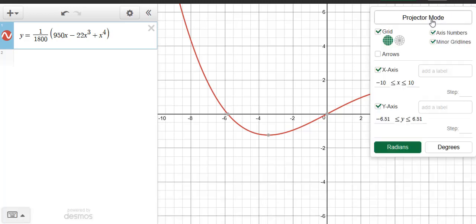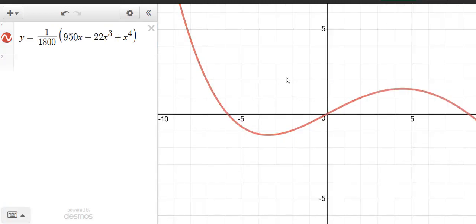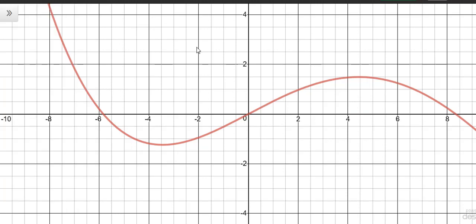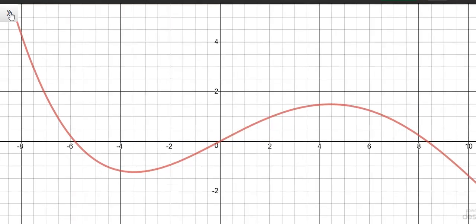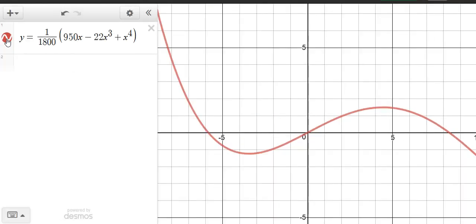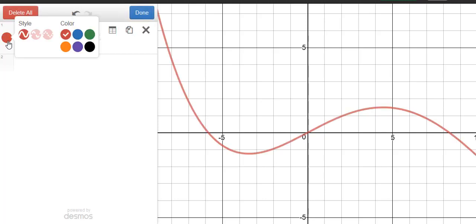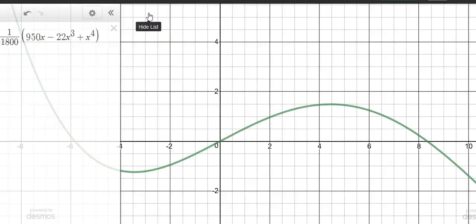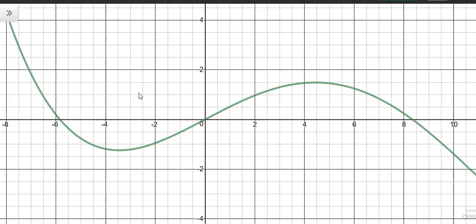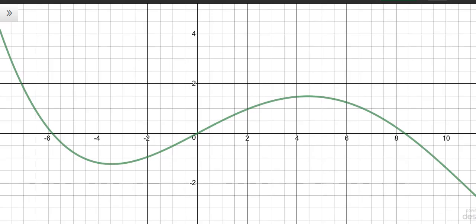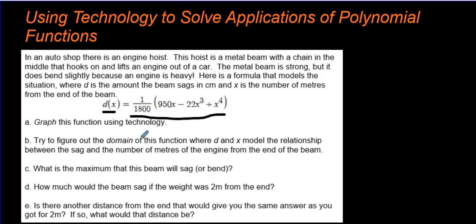I think I'm going to make the graph a little bit thicker, so I'll put it in projector mode. Now that I have typed this in correctly, I'm going to move this off the page just so we can see the graph better. Isn't that nice? By the way, with Desmos you can change the look of something by hitting this little edit button here. You can change the color of the graph. If you like green better, there's nothing wrong with that. It's actually a color I really like. There we go. So let's go through some of these questions using this graph to help us.